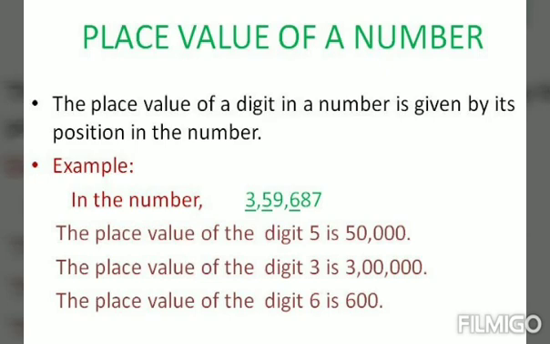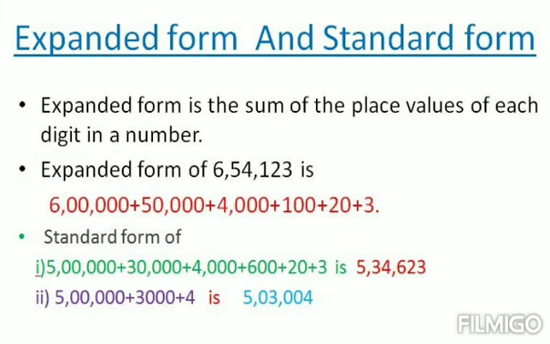Now in the example 3,59,687, I am going to find the place value of the underlined digits. Since the digit 3 is in the lakhs place, the place value of the digit 3 is 3 lakhs. The place value of the digit 5 is 50,000 because it is in the 10,000s place. The place value of the digit 6 is 600 since 6 is in the hundreds place.